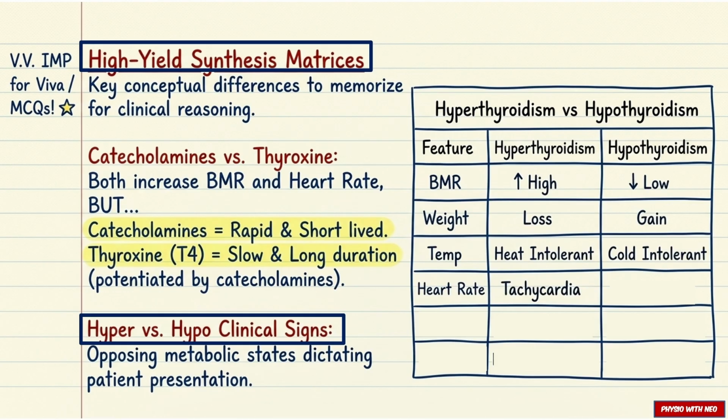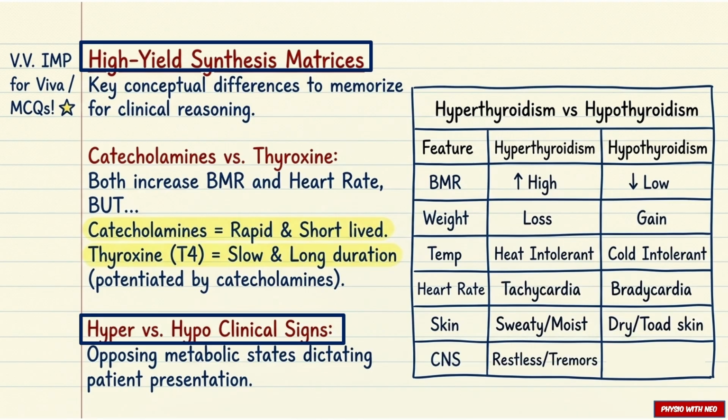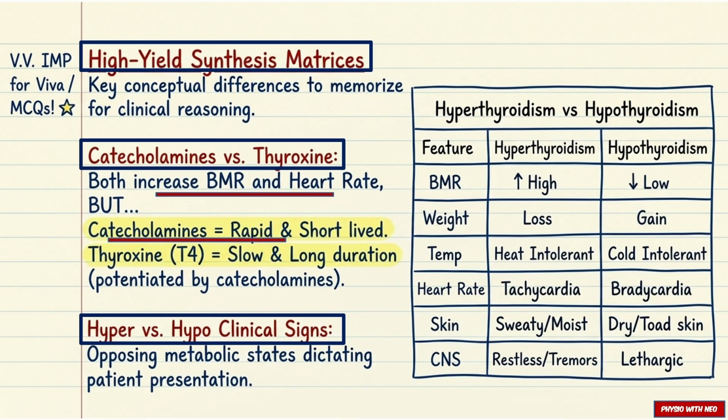Heart rate. There is tachycardia in hyperthyroidism, bradycardia in hypothyroidism. Skin. It's sweaty and moist in hyperthyroidism, whereas dry and toad skin in hypothyroidism. And lastly, about the CNS, it is restless or tremors are present in hyperthyroidism and it is lethargic in hypothyroidism. One important clinical similarity is also seen between the catecholamine and thyroxine effect. Both increase BMR and heart rate. But remember, catecholamine effect is rapid and short-lived, whereas thyroxine is slow and for long duration.